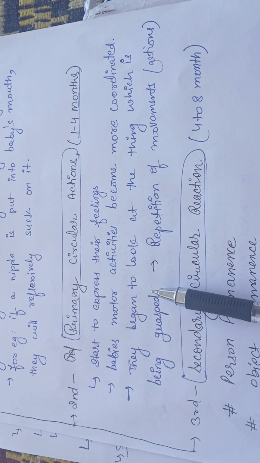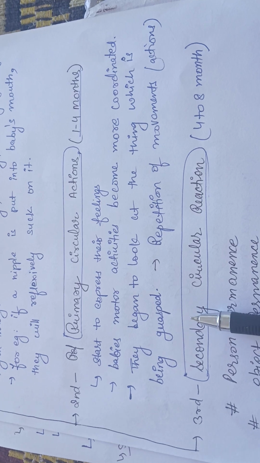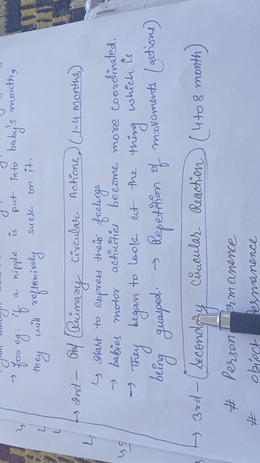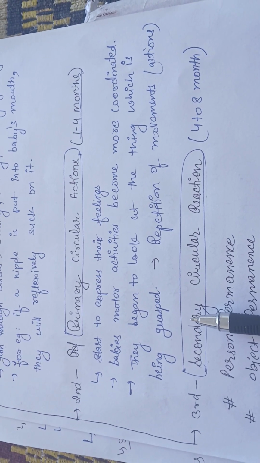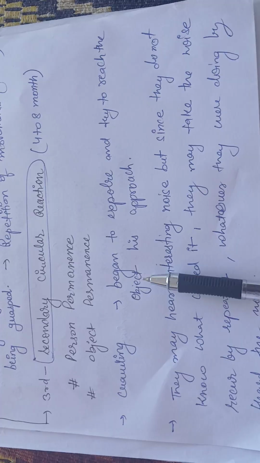Second, primary circular reaction, 1 to 4 months: the baby starts to express their feelings. Baby's motor activity becomes more coordinated. They begin to locate something being grasped, with repetition of movements and actions.